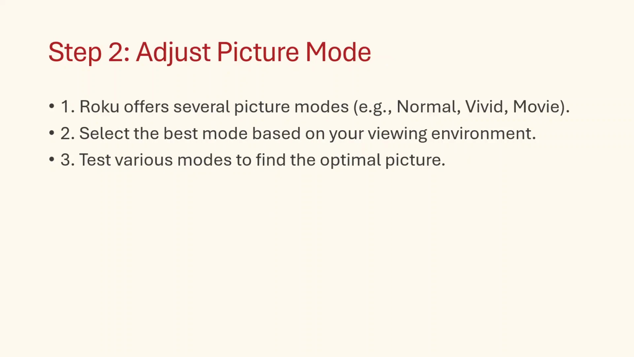Step 2. Adjust picture modes. Roku offers several picture modes like normal, vivid or movie. Then select the best mode based on your viewing environment. Test the modes to find the optimal picture.